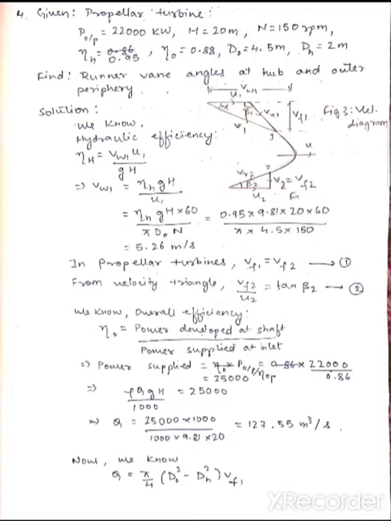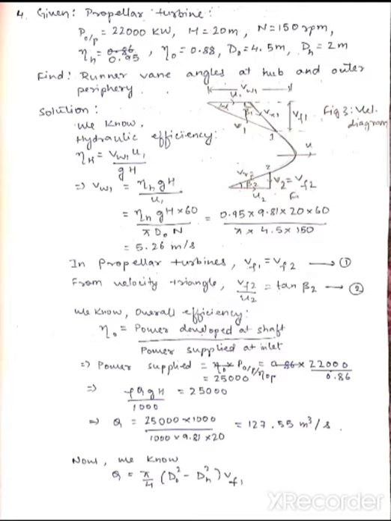In question number 4, we have been given a propeller turbine which produces an output power of 22,000 kilowatt, operates under a head of 20 meter and speed 150 revolutions per minute. Hydraulic efficiency is given to be 95%, overall efficiency 88%. The diameter at the outer periphery is given to be 4.5 meter and diameter at the hub is 2 meter. We have been asked to find out runner vane angle at hub and outer periphery. So I have first drawn the velocity triangle at the inlet and the outlet.